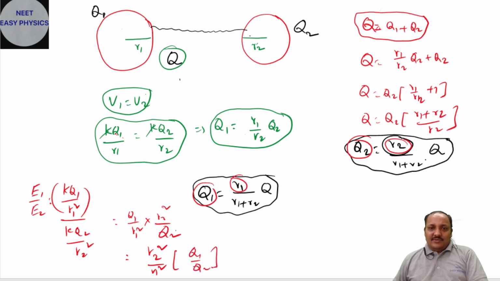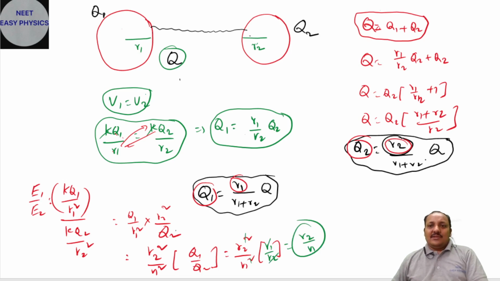What is Q1 by Q2 from this? R1 by R2. Q2 will come here, R1 will go there. Therefore, R2 square by R1 square into R1 by R2. Therefore, one will be cancelled. The final answer is R2 by R1.